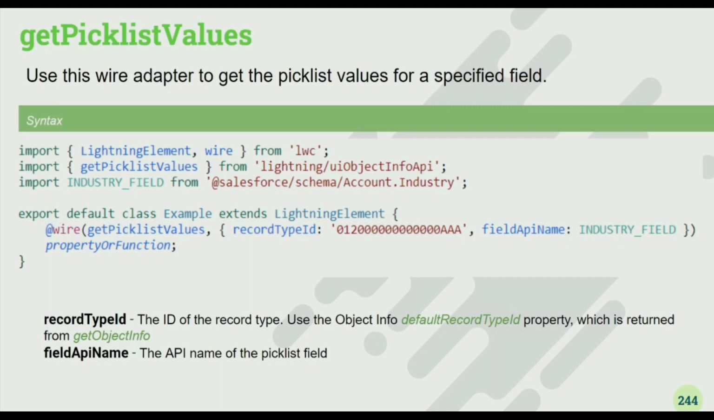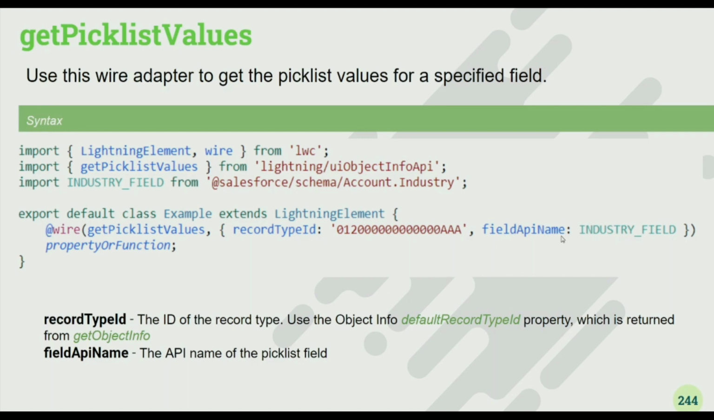Let's look at the syntax. The syntax is very similar to our previous wire adapters. We import wire from the LWC module. Then we import getPicklistValues, that is our wire adapter, from lightning/uiObjectInfoApi. Then we call the wire, pass the wire adapter name, and the adapter configuration is basically the record type ID. We need to pass the record type ID, and don't get confused between the record ID and the record type ID.